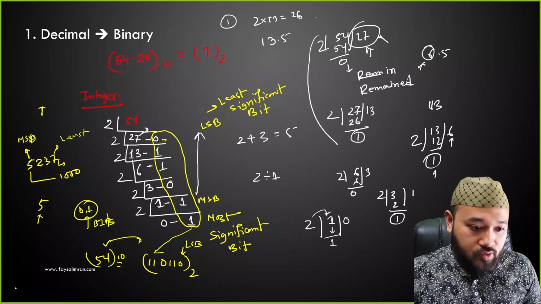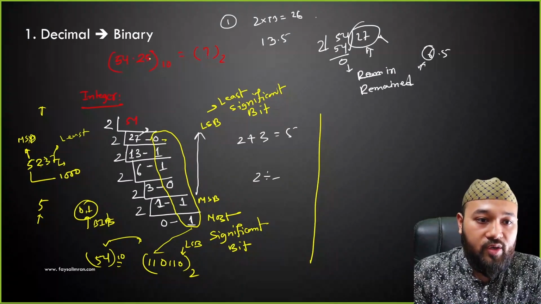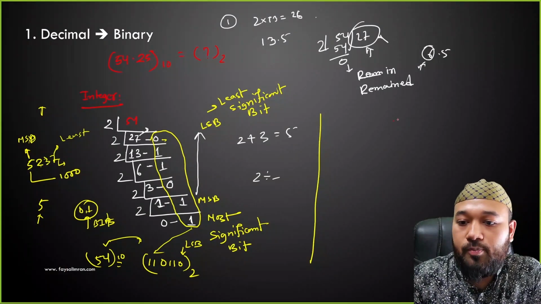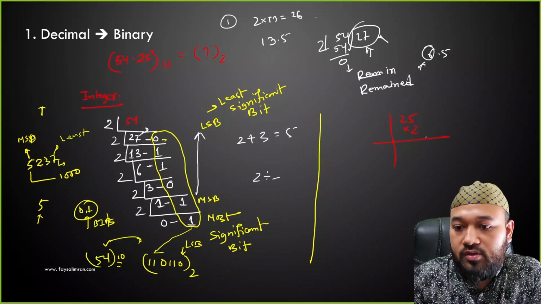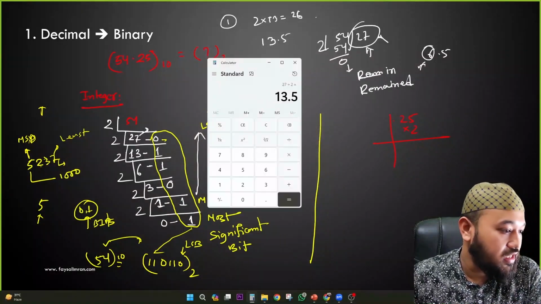Okay, so we have to calculate the other part of this math. We have 0.25 also. 0.25 is a floating value, so we have to multiply 0.25 by 2. So what do we actually get? We need a calculator right now.